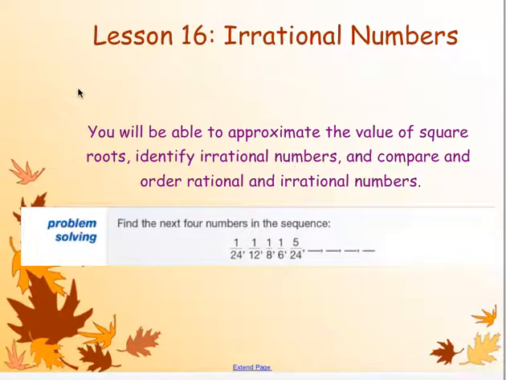Verse 3, lesson 16 and 17. 16, we're talking about irrational numbers. So your goal is to be able to approximate the value of square roots, see if you know what irrational numbers are compared to just rational numbers, and compare and order rational and irrational numbers.